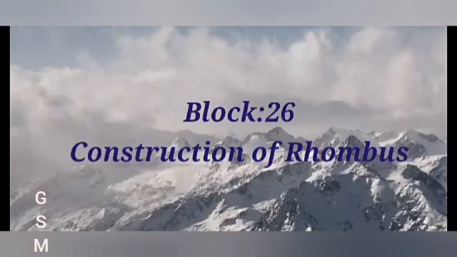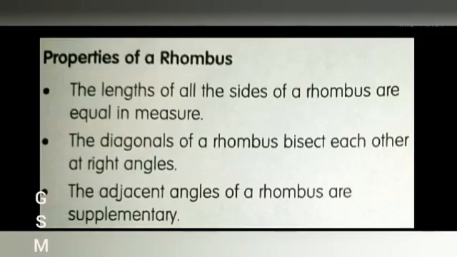Block 26: Construction of rhombus. Properties of a rhombus. The lengths of all the sides of a rhombus are equal in measure. The diagonals of a rhombus bisect each other at right angles. The adjacent angles of a rhombus are supplementary.